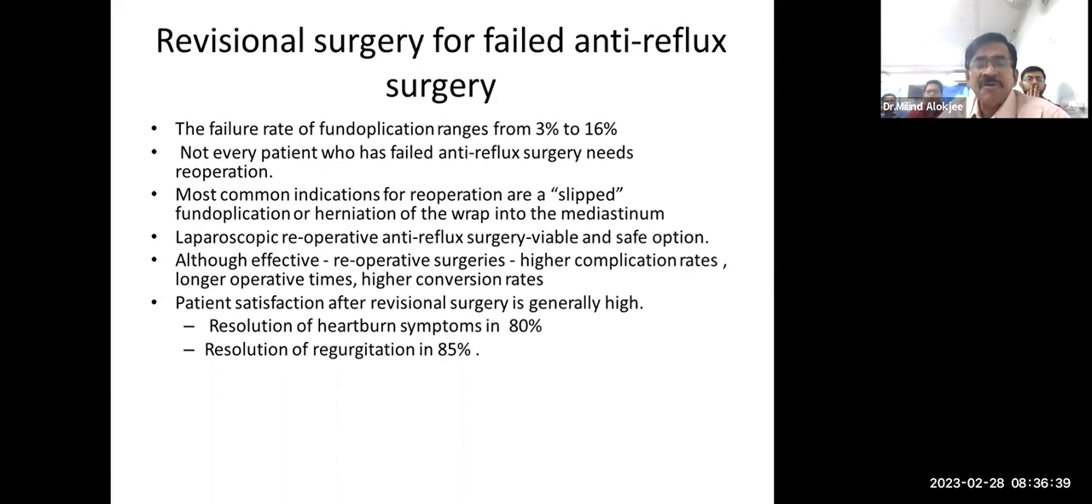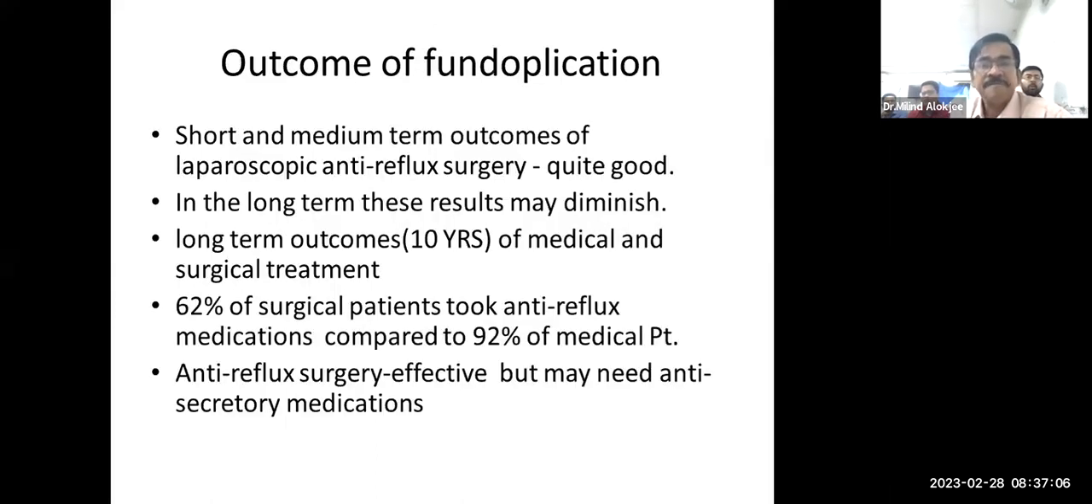Most common indications for reoperations are a slipped fundoplication or herniation of the wrap into the mediastinum. Laparoscopic reoperative anti-reflux surgery is a viable and safe option. Although effective, reoperative surgery has a higher complication rate, longer operating times, and higher conversion rates. However, patient satisfaction after revision surgery is generally high. There is resolution of heartburn and symptoms to the extent of 80%, and resolution of regurgitation 85%.